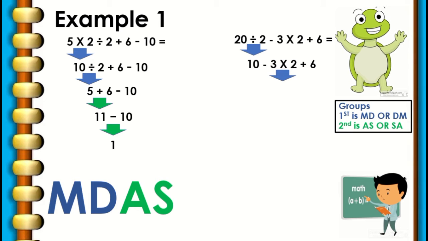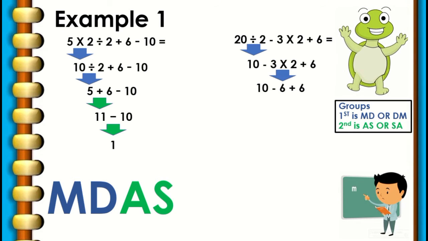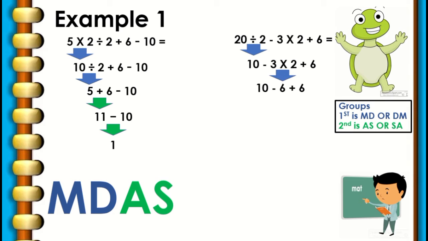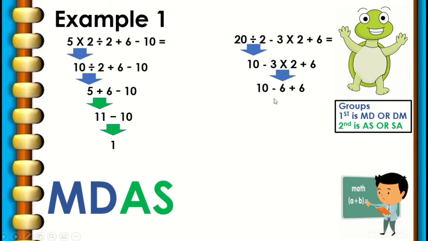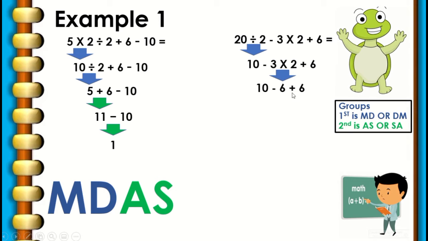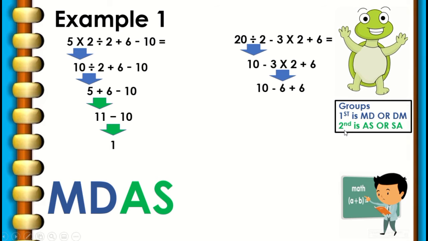So, 3 times 2, that is 6. And then, copy both sides dun sa ating equation and symbol. So, we have, ito, 10 at saka 6. Tapos na tayo. May nakikita pa ba kayong multiplication and division? Pag wala na, you can proceed to the second group.